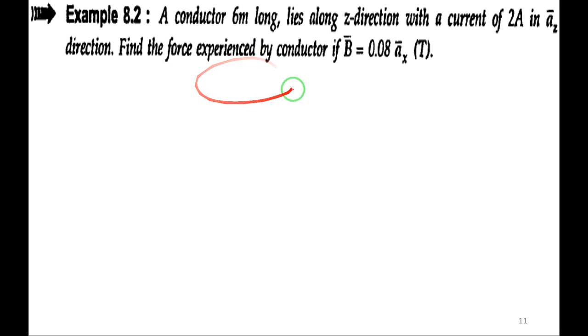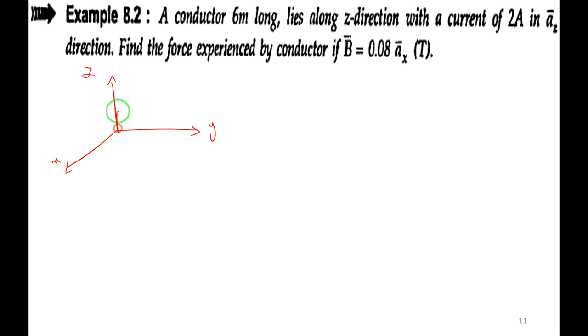Okay, this is the last problem for today's class. We'll wind up today's class by solving this. A conductor 6 meter long lies along z direction with a current of 2 amps in az direction. Direction is very important. Find the force experienced by the conductor if B vector is given. Right, it is a straight conductor. Observe here. Just let me try to draw it. X, Y, Z. A conductor 6 meter long lies along Z direction with a current of 2 amps in AZ direction, along Z direction, right?